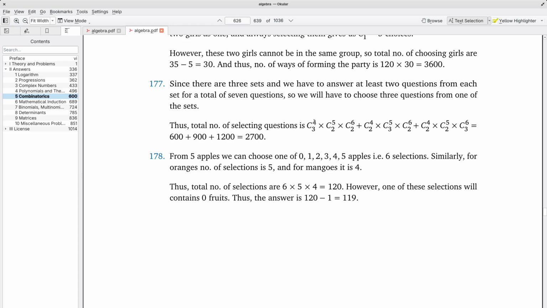So first is that you pick it from the first set. So number of ways would be 4C3 multiplied by 5C2 multiplied by 6C2. The other way would be you choose 3 from the second set. So it would be 4C2 multiplied by 5C3 multiplied by 6C2. The third choice would be the 3 questions can be chosen from the last set. So in this case, it would be 4C2 multiplied by 5C2 multiplied by 6C3. That is a total of 2700 ways.